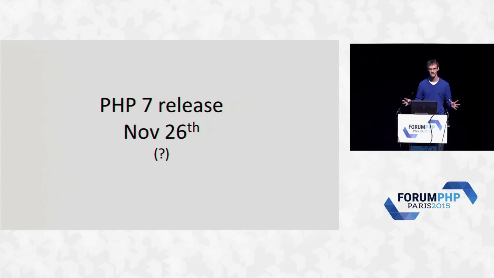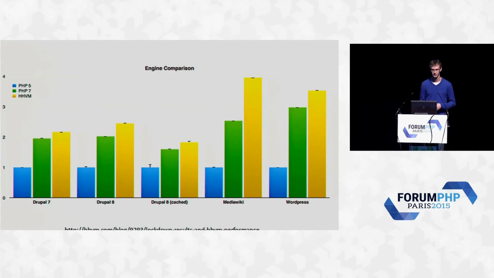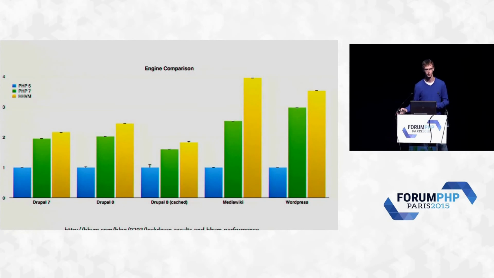But really the main selling point of PHP 7 are the performance improvements. And here is a benchmark from the HHVM team, which compares a couple of typical PHP applications like Drupal, MediaWiki, and WordPress against different PHP runtimes. Here the blue bar is PHP 5, the green bar is PHP 7, and the yellow bar is HHVM. What you should see here is that usually PHP 7 is something like 2 or even 3 times faster than PHP 5. And I think that's a really huge difference.